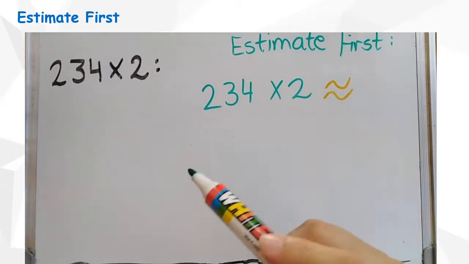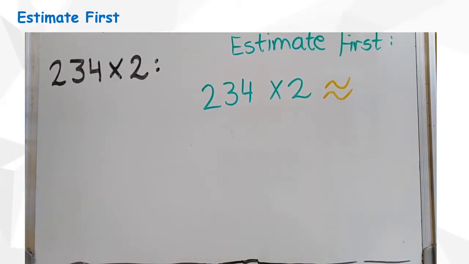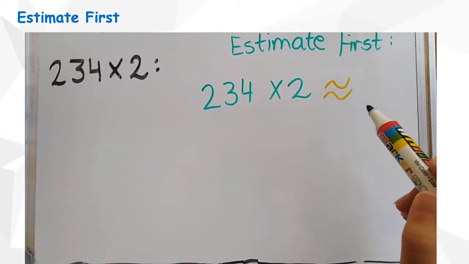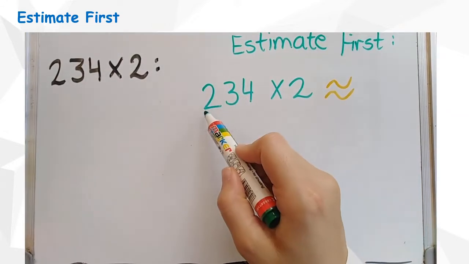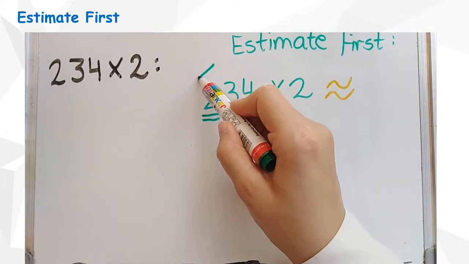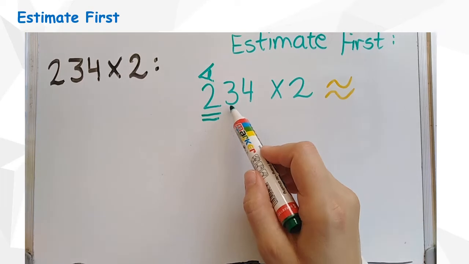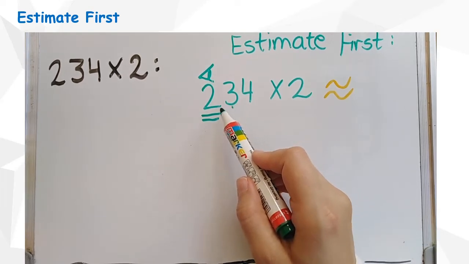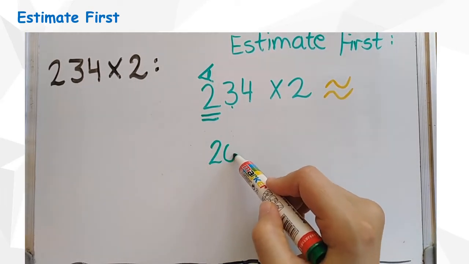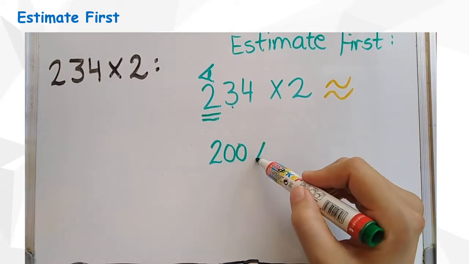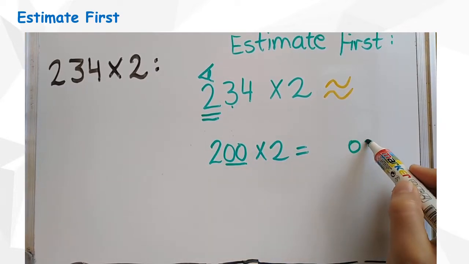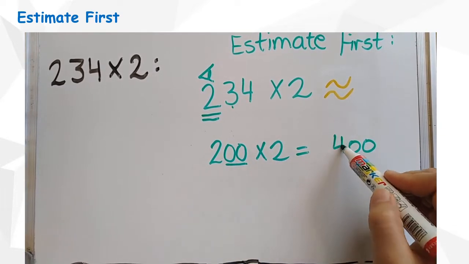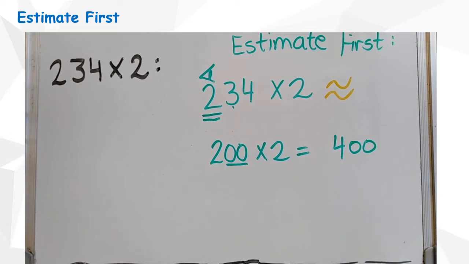For 234, the yellow sign here means almost equal to or estimated. I'm going to look at the greatest place value, which is 2. I will check the next place value, which is 3 in the tens. 3 will make 234 round down to 200, since it's less than 5. Now, what's 200 multiplied by 2? First, place the 2 zeros, and then multiply 2 by 2, which is 4. So the estimated answer is 400.